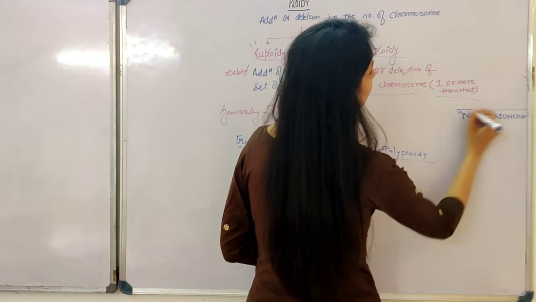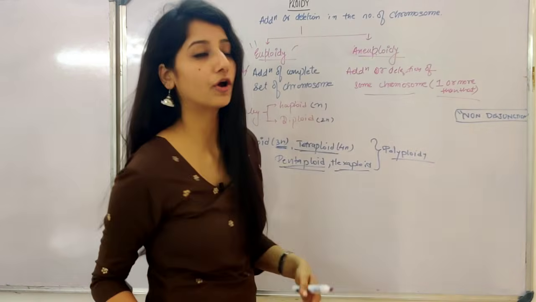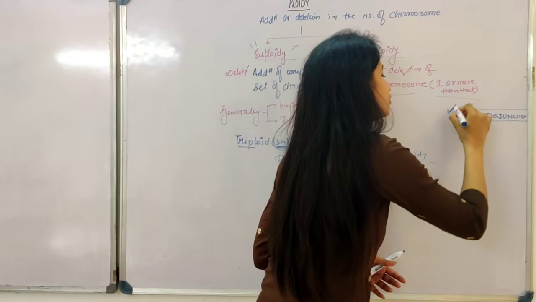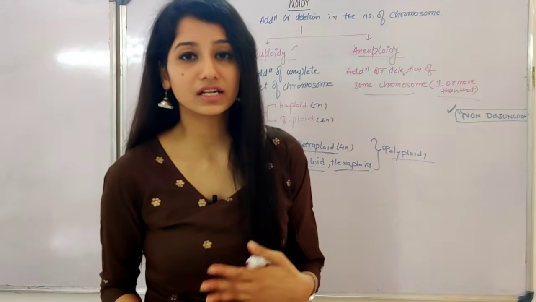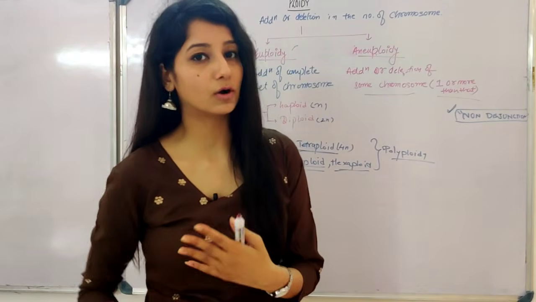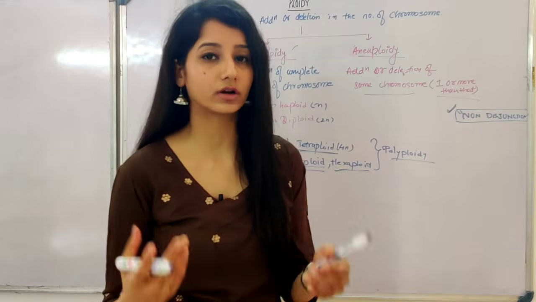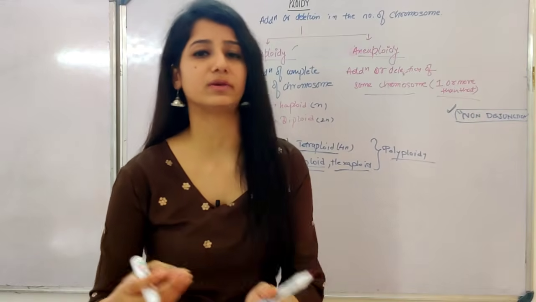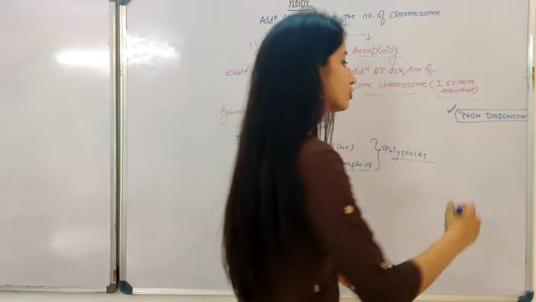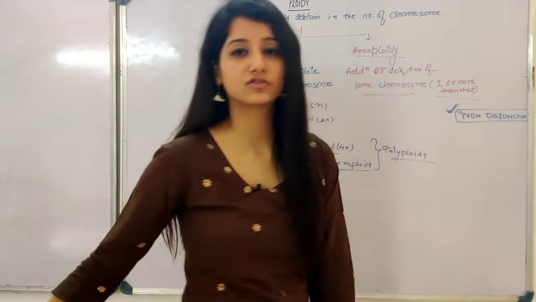Okay, for both the ploidies, that is euploidy and aneuploidy, the main reason is non-disjunction. What is non-disjunction? I hope you guys know about meiosis. What is meiosis and what are the phases in meiosis? That is prophase, metaphase, anaphase, telophase. Okay, so from that we'll come to non-disjunction.